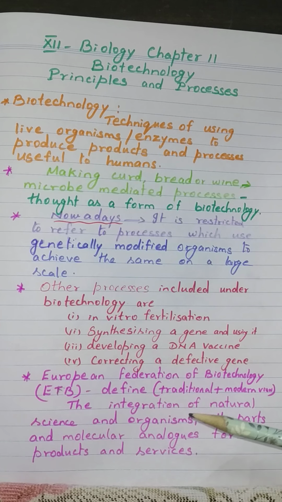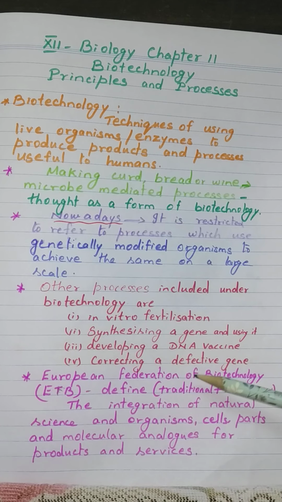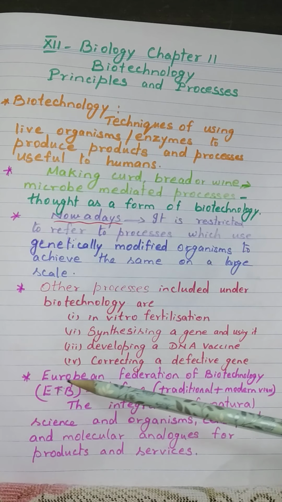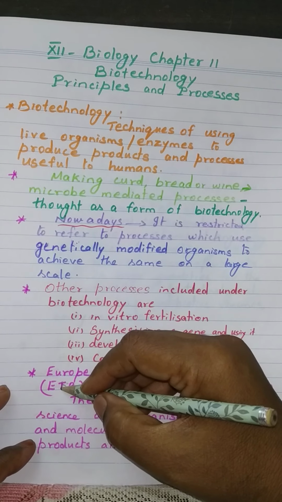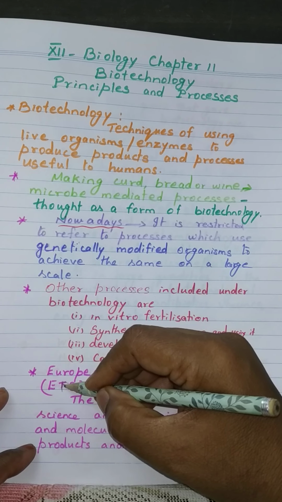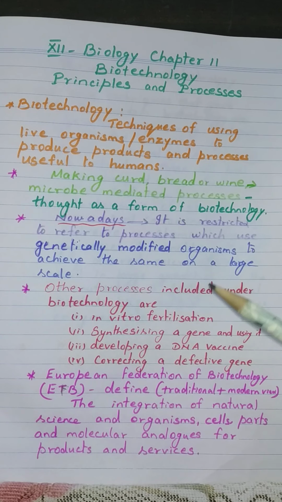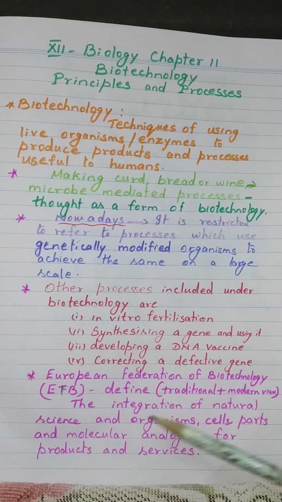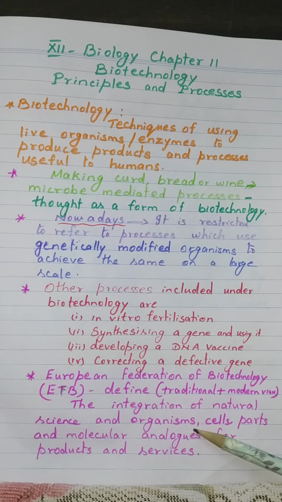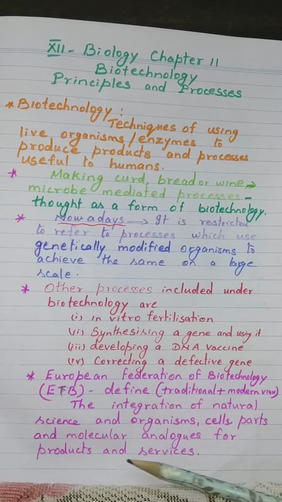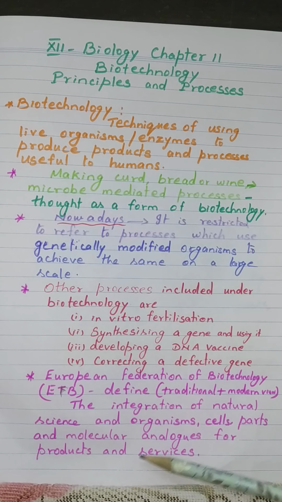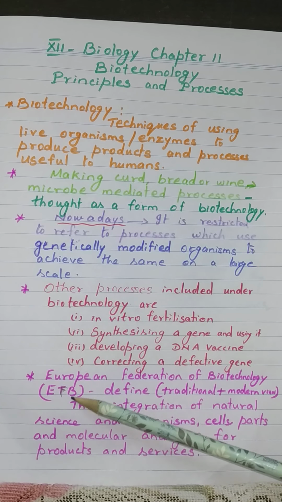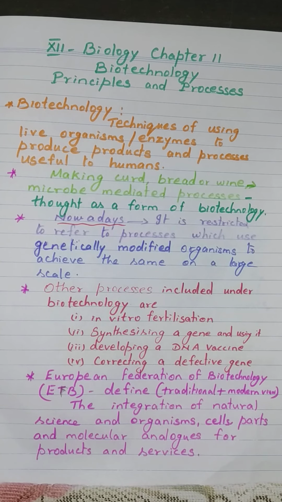Now, the European Federation of Biotechnology has given a definition of biotechnology that combines both the traditional and modern views. What is the definition given by EFB, the European Federation of Biotechnology? The integration of natural science and organisms, cells, parts of the cells or molecules for products and services. This is the definition given by EFB.